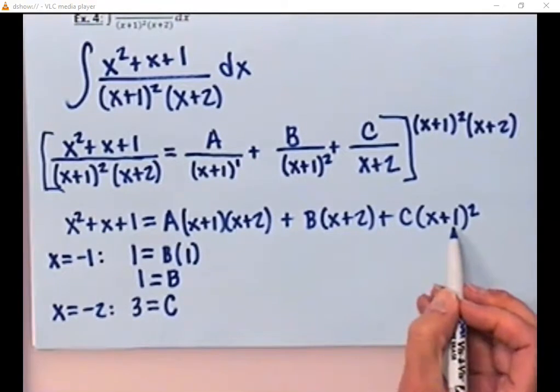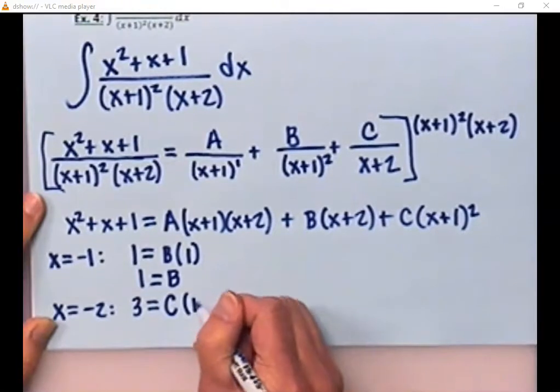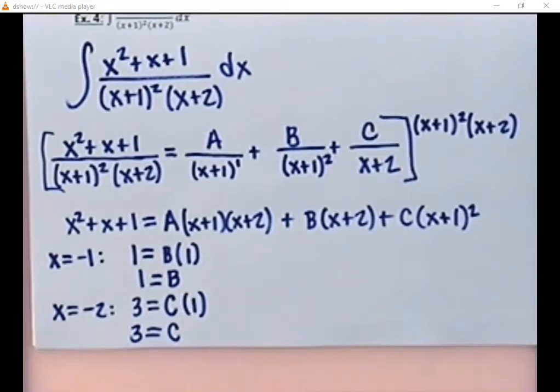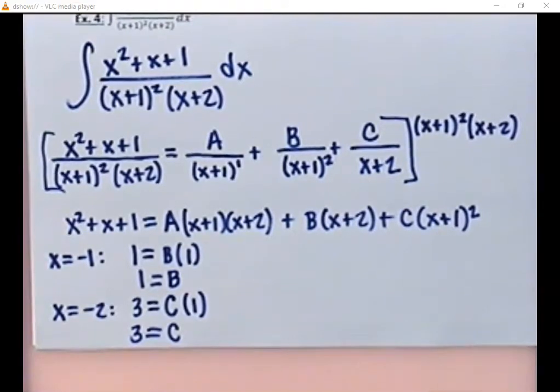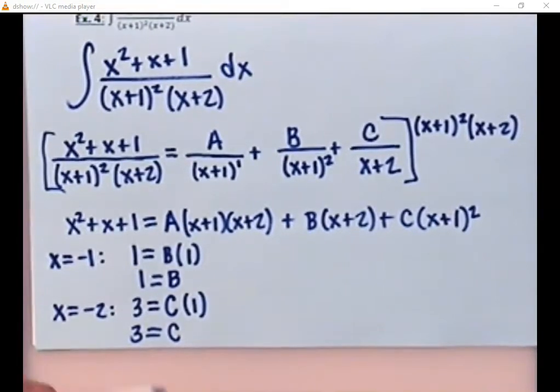And what does that give us? -2 plus 1 is -1 squared. 1, right? Okay. So what is c in this case? 3. So c is 3. Okay, now what should I plug in? Well, we already did -1. It will give us the same results. Yeah, it's like I've plugged in -1 and -2, right? And those are the two that make it 0. So I still need to solve for which one? A, right? So that's the only one I have left.